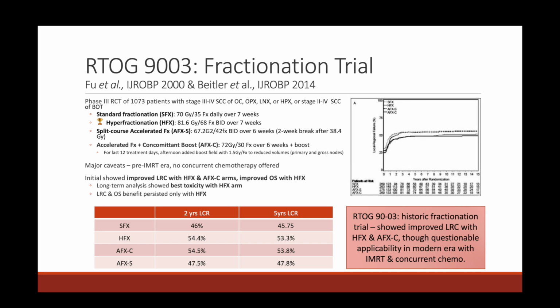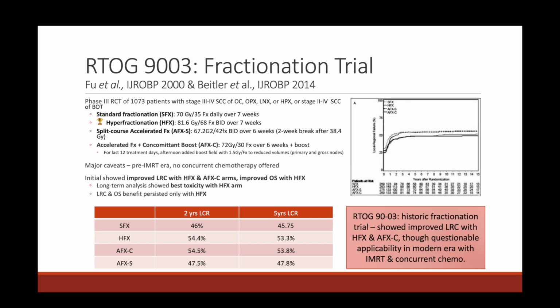So RTOG 9003 is a very historical and outdated trial, but what I think the key takeaways are is, number 1, it's important to know that the 4 different arms were looking at different fractionation regimens and exactly what those arms were. Hyperfractionation was the winning arm on this trial, so that was the BID regimen of 68 fractions over 7 weeks.